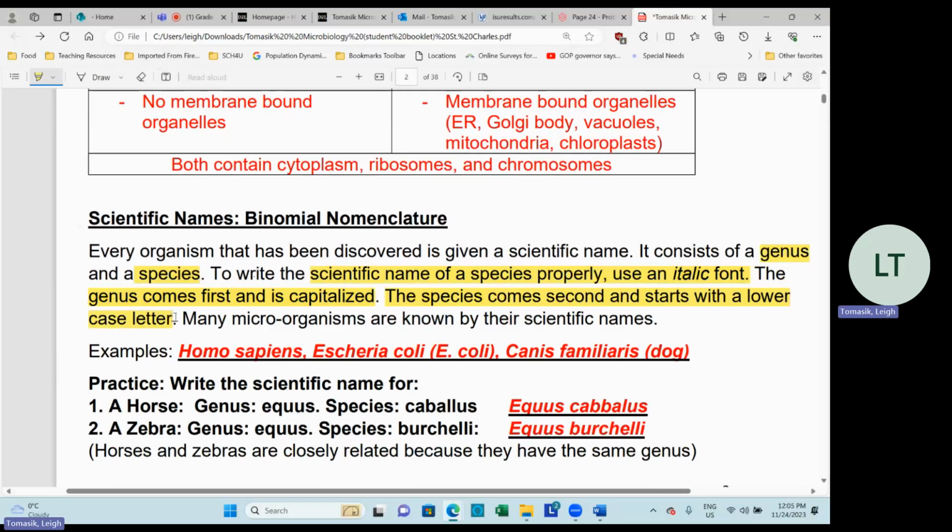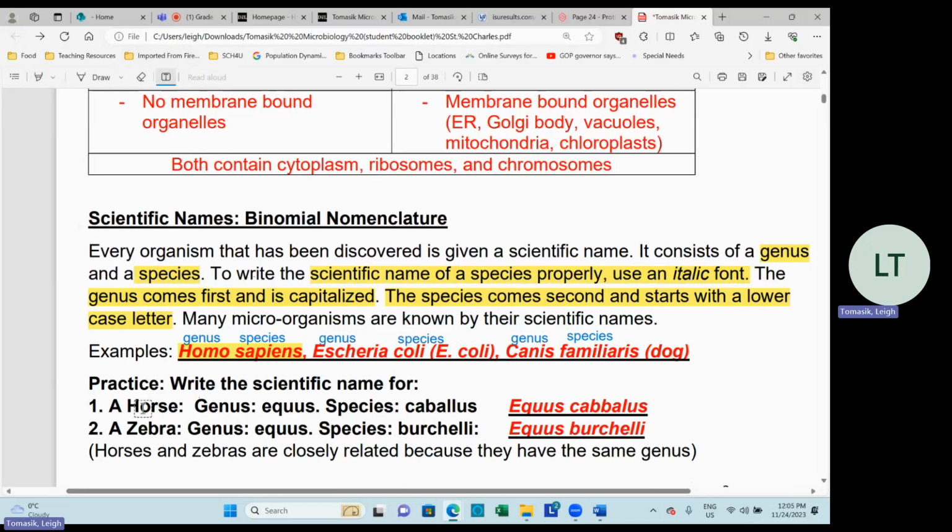Many microorganisms are known by their scientific names. So humans are called Homo sapiens. Homo is the genus, and sapiens is the species. There's also Escherichia coli, which we call E. coli for short, and Escherichia is the genus, and coli is the species. There's also Canis familiaris, which is our domesticated dogs. Canis is the genus, and familiaris is the species.